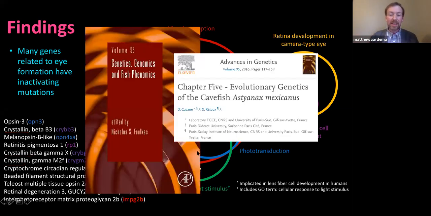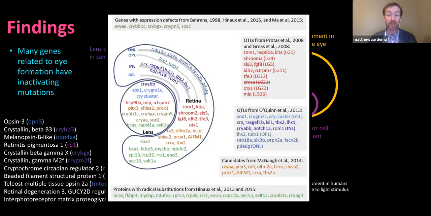And again, lots of work in Astyanax. This is just a review chapter in a book that I grabbed, again, mostly because I could pull this figure out of that chapter. And this is a really good summary of the large number of genes that have been examined and appear to have some correlation with the loss of eyes in Astyanax.